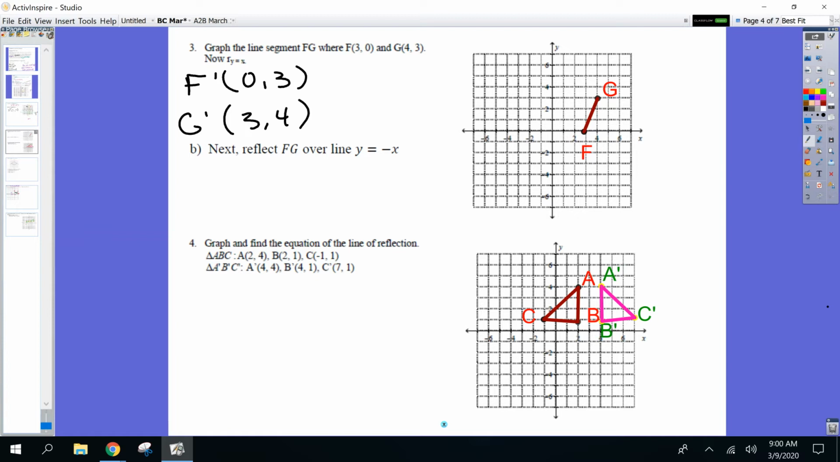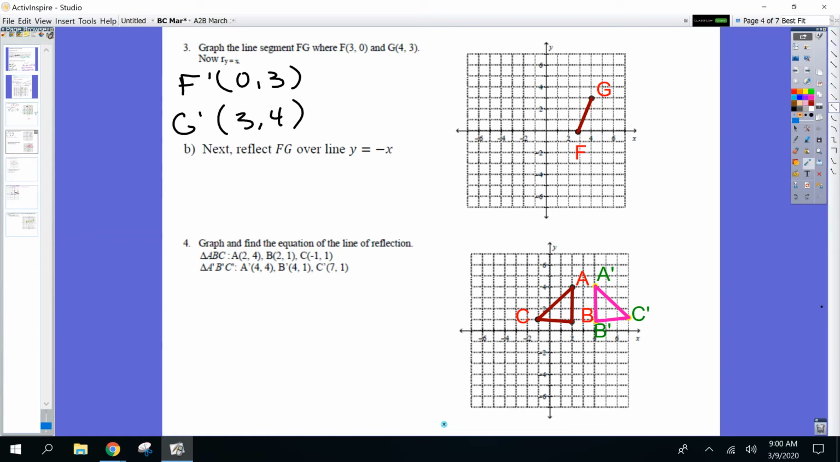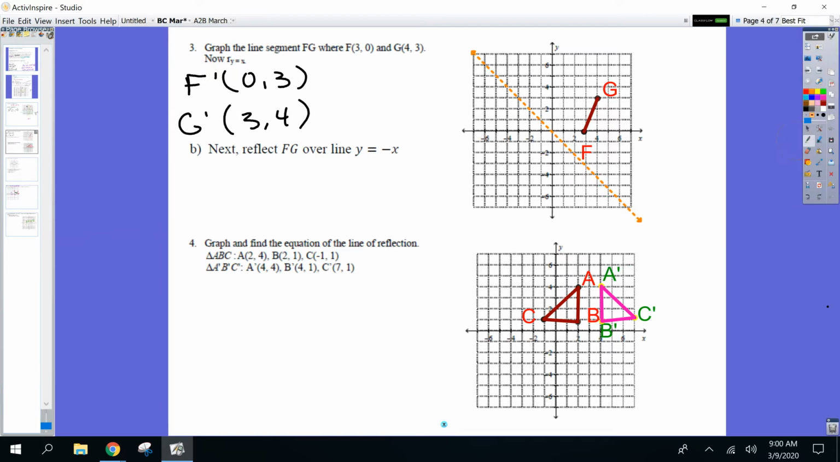All right, next one we've got to work together. Reflect FG over this new line, y equals -X. Just a little visual of what I'm doing here. Here's y equals -X. There it is, going through the origin, but now with a negative slope of 1. What do you think now? Well, what do we do with y equals X? We flip them. So we'll still flip them, but now change the sign. So I'll say flip and negate the coordinates.